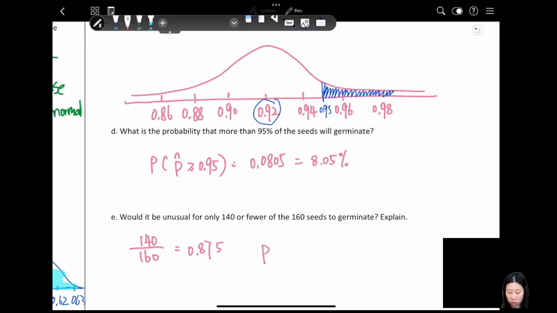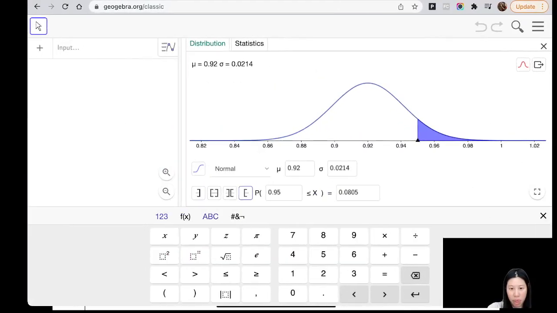That means the probability when the germination rate is less than this number. Again, we use GeoGebra. Now we need to switch, because we want x less than 0.875. So we got approximately 1.77%.